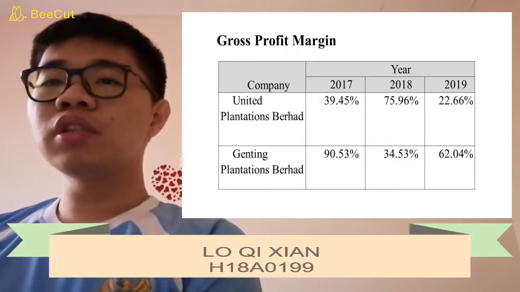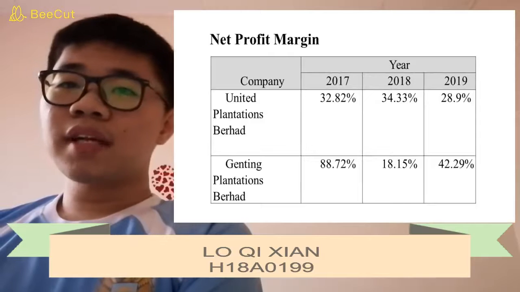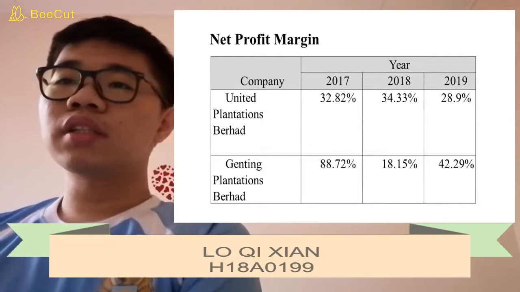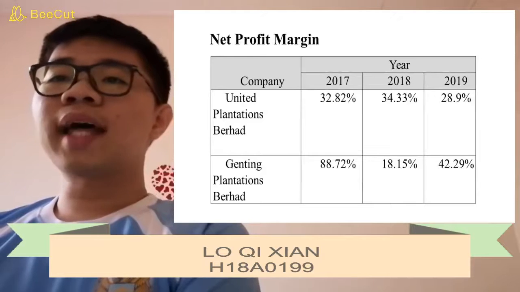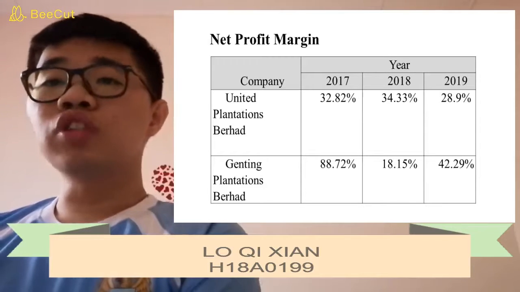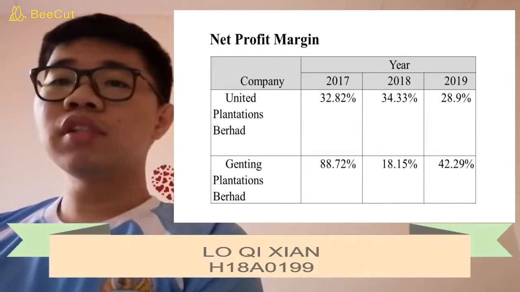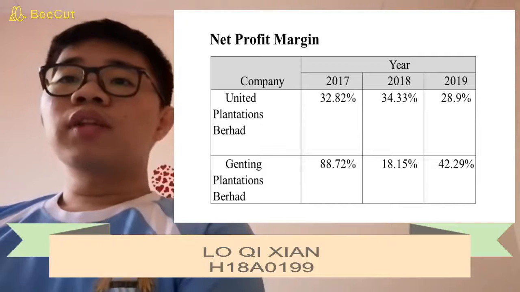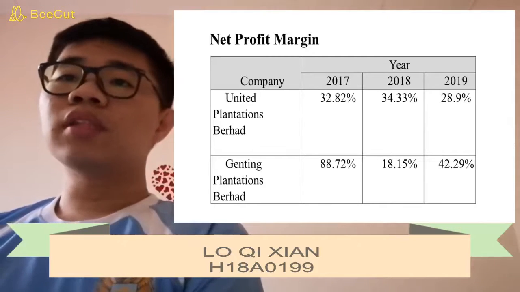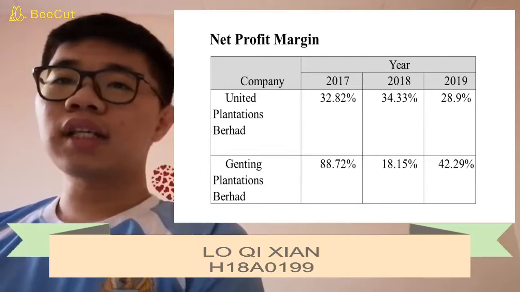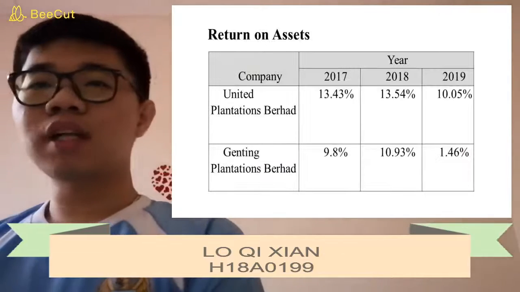For gross profit margin, the performance in getting gross profit in both companies was unstable too, as the gross profit margin can increase. The performance in getting gross profit in United Plantation was worse than Genting Plantation Berhad as the gross profit margin continued to descend. For net profit margin, the performance of United Plantation Berhad was more stable than Genting Plantation Berhad in net profit margin from year 2017 to year 2019. But the net profit margin in Genting Plantation Berhad was slightly better than United Plantation Berhad.